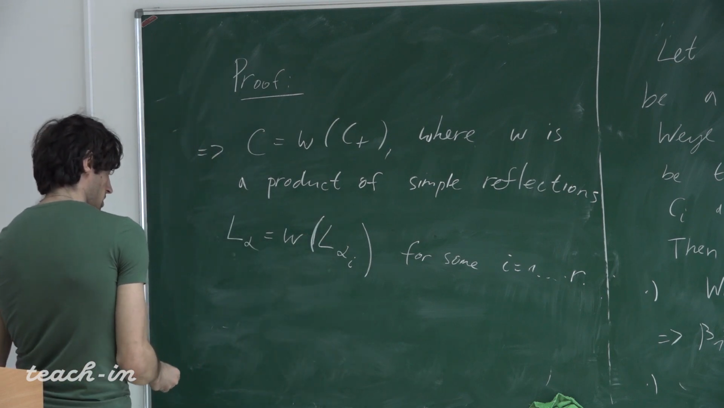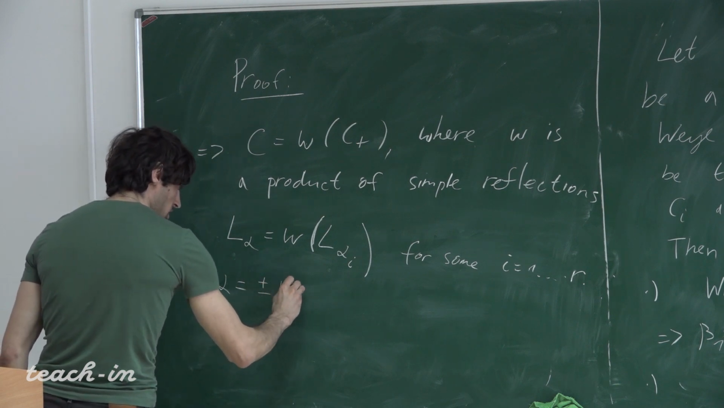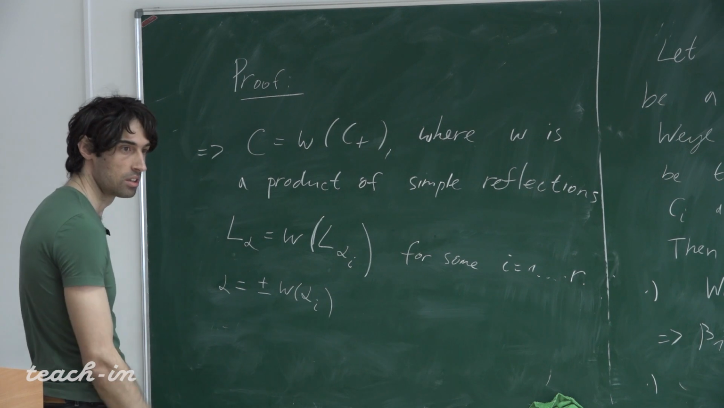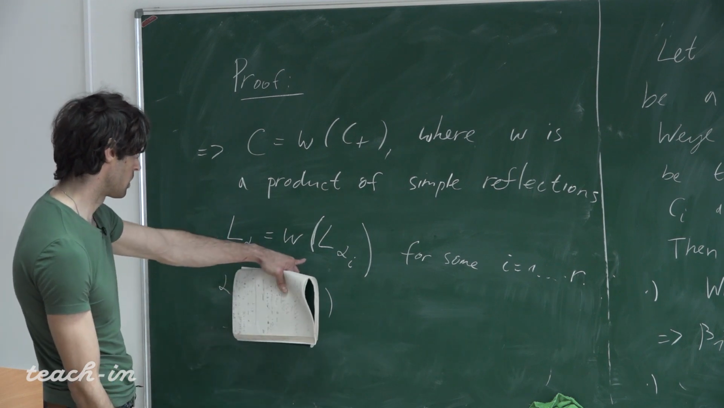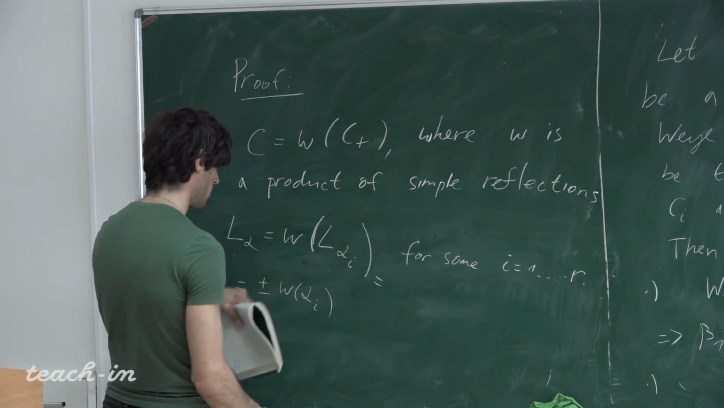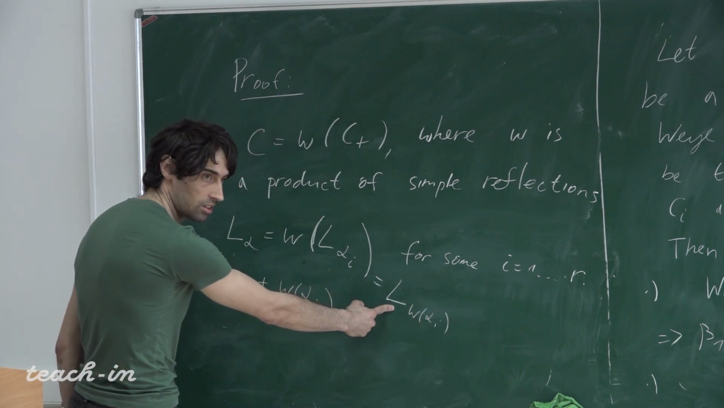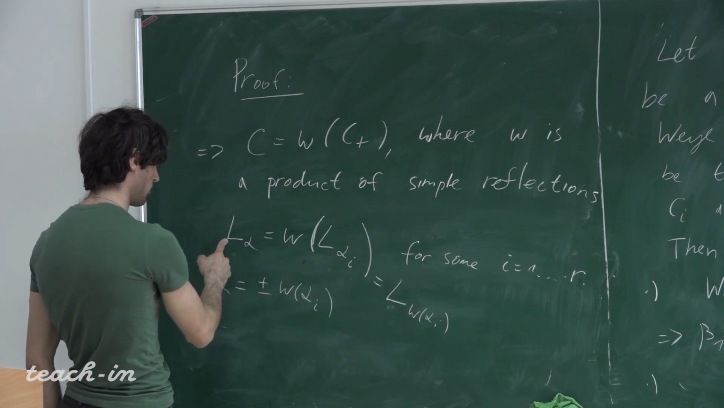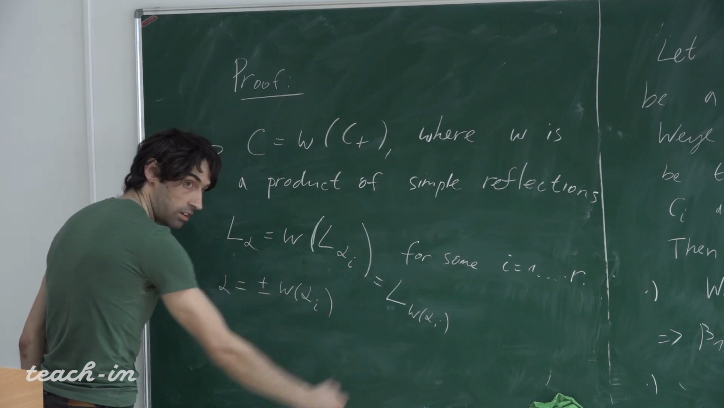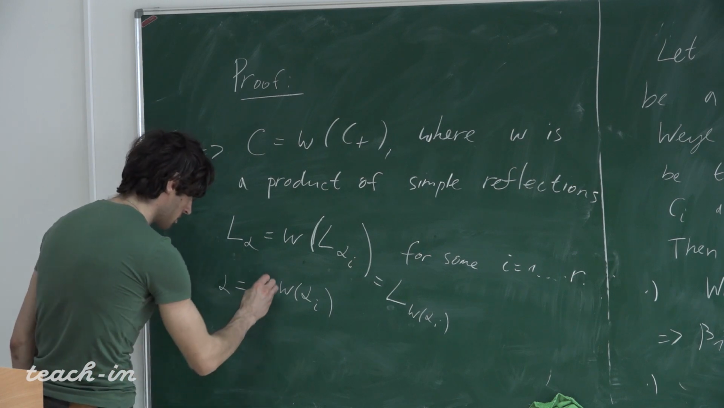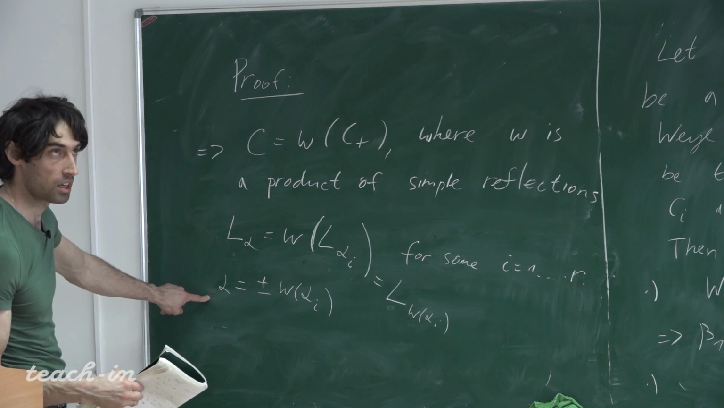Okay, but this means that actually alpha is plus or minus W applied to alpha I. Right? Because, well, we had before that this is the same as L W alpha I. So this we saw in the last lecture. So therefore, if this hyperplane equals this hyperplane, this means that alpha is plus minus W of alpha I. So therefore, we proved the first part.